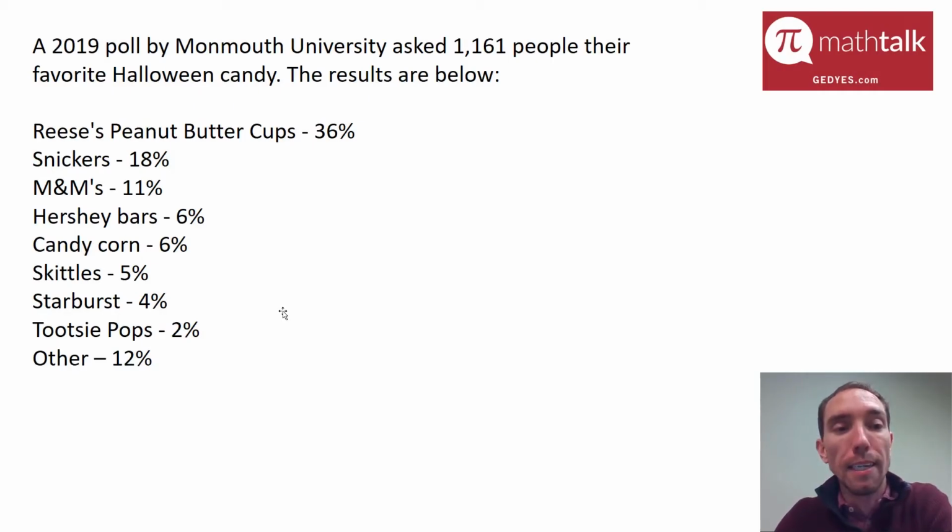So in 2019, there was a poll by Monmouth University that asked 1,161 people, what is your favorite Halloween candy? And these were the results that they found. There's a wide variety here, from Reese's to Snickers to Skittles to Tootsie Pops, and then just a variety of other candies. So we're going to take a look at some questions that use this data and see what we get.